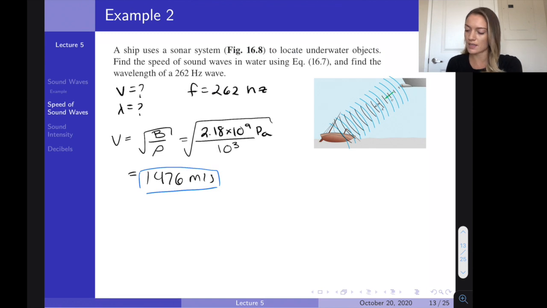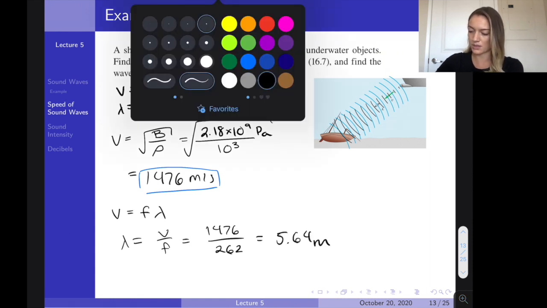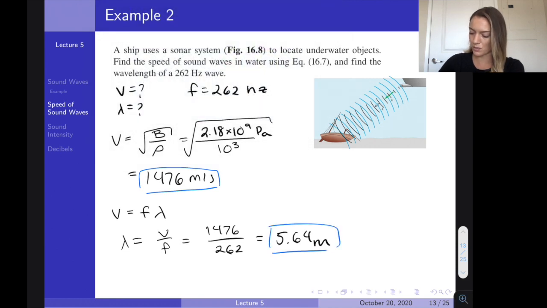And now we want to find the wavelength of a 262 hertz wave. So we can use our formula for velocity, frequency, and wavelength. We'll have v equals f times lambda. We know the velocity, we know the frequency, so we just want to solve for lambda. That will be v over f again. The velocity we know is 1476, and the frequency was 262 hertz, and this comes out to 5.64 meters. So our wavelength is just 5.64 meters for this sonar machine.